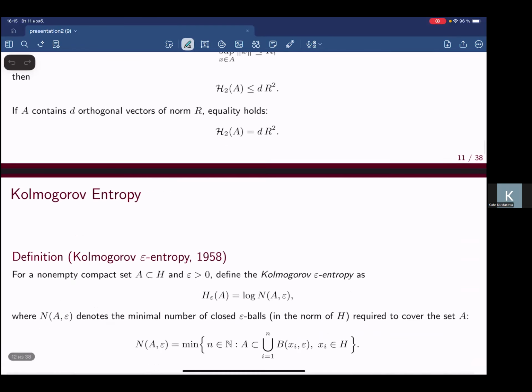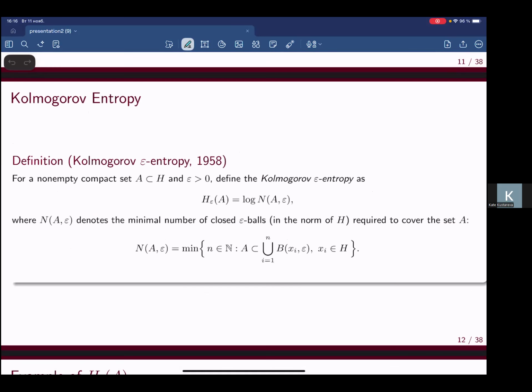The second one is Kolmogorov entropy, introduced in 1958. So for a compact set A in a Hilbert space H with epsilon greater than 0, the Kolmogorov epsilon entropy is defined as follows. H_epsilon(A) is equal to log of N(A, epsilon), where N(A, epsilon) is the smallest number of epsilon balls needed to cover the set A. So in other words, we imagine covering the entire compact A by closed balls of radius epsilon.